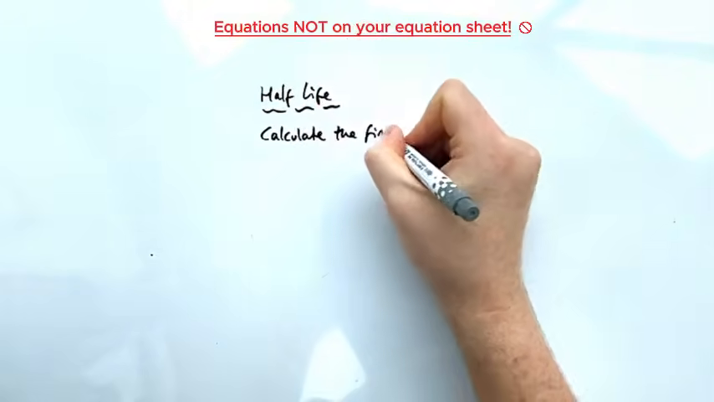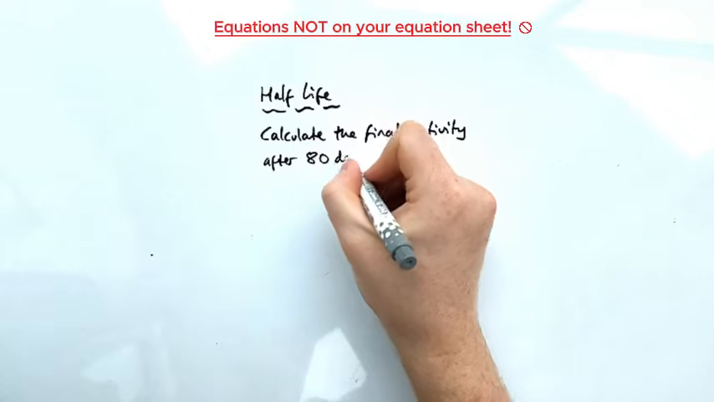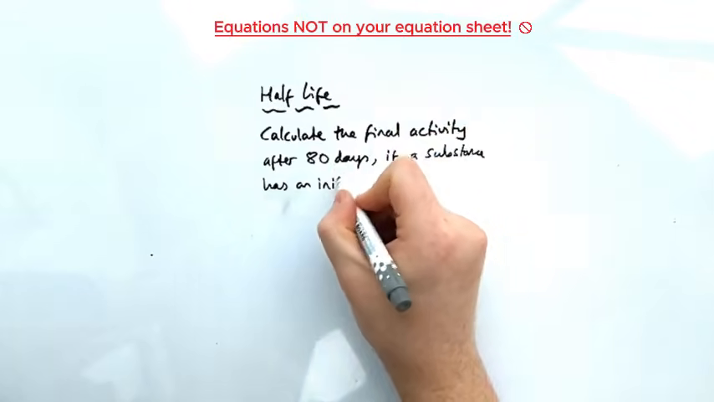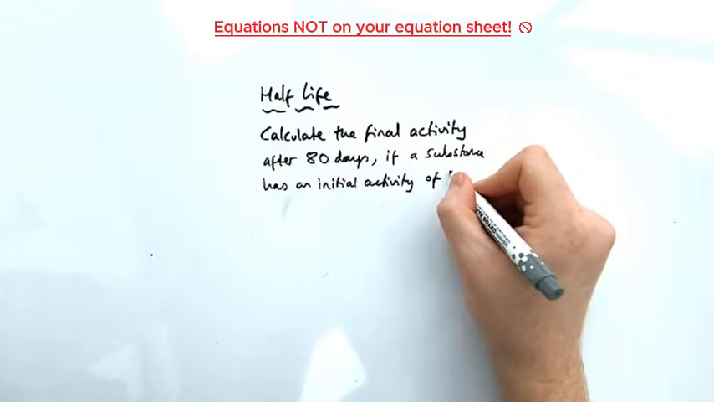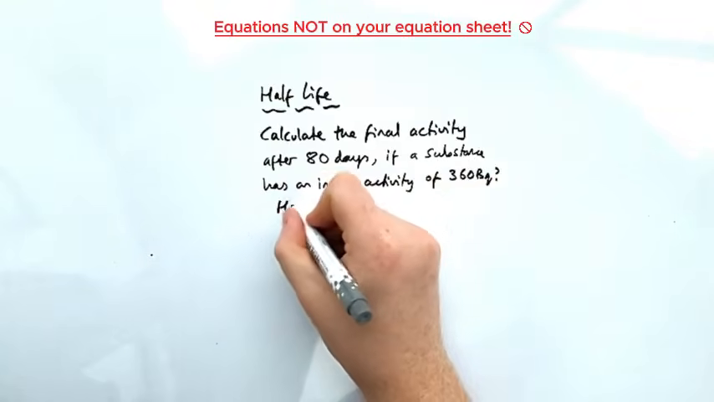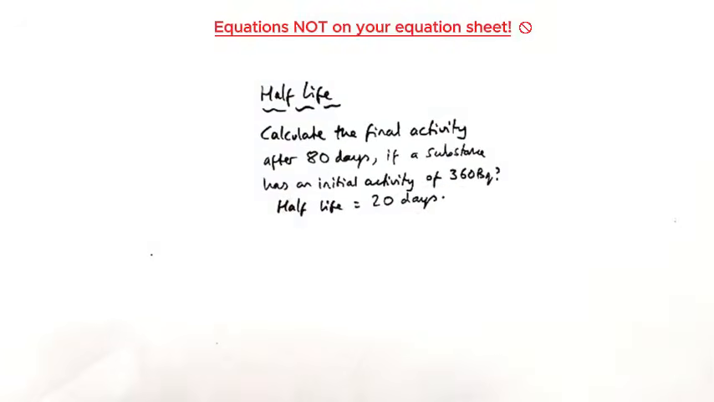So to calculate half-life, this is the one big calculation, could be 2 or 3 marks. You don't get anything on your equation sheet to help you. You've got to be able to figure out yourself. There is one equation I think can be helpful to use though. So let's have a look at an example. It says calculate the final activity after 80 days if a substance has an initial activity of 360 becquerels and its half-life is 20 days.